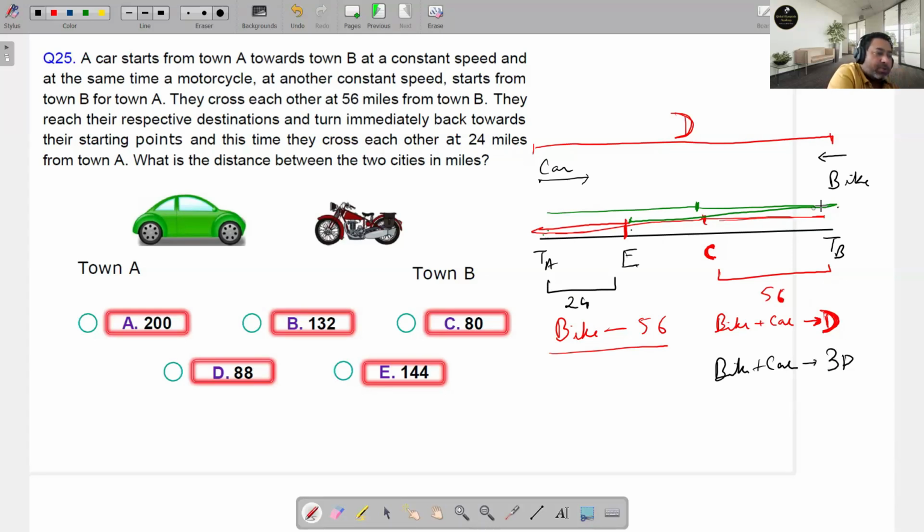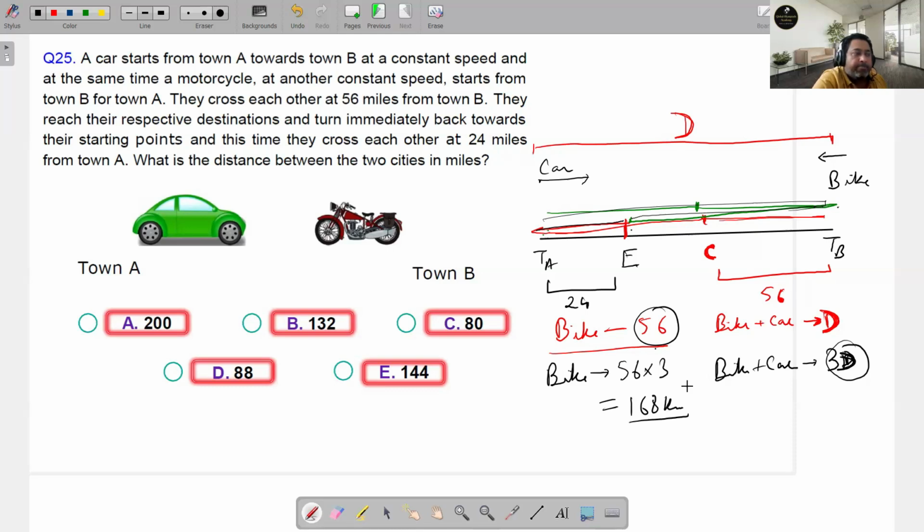Why? Because the bike went all the way till here and then came back this much. The car went all the way this time, which is D, and then came back this much. So in the meeting during the return journey, the total distance traveled by them during the return journeys is D, and each one of them covered D distance before that. So total distance is 3D. In that case, the bike would have covered 3 times this distance. If the bike's contribution in D is 56, then in 3D its contribution will be 56 times 3, which is 168.